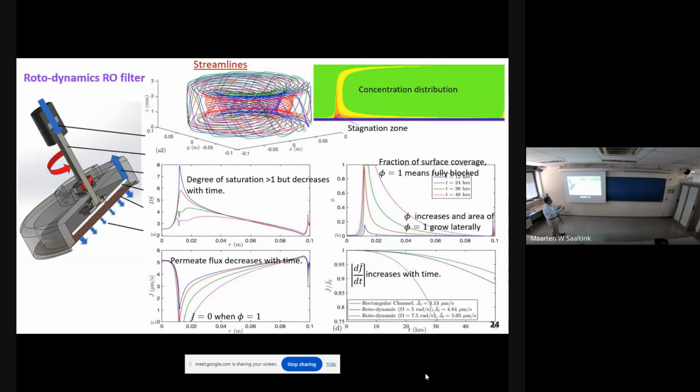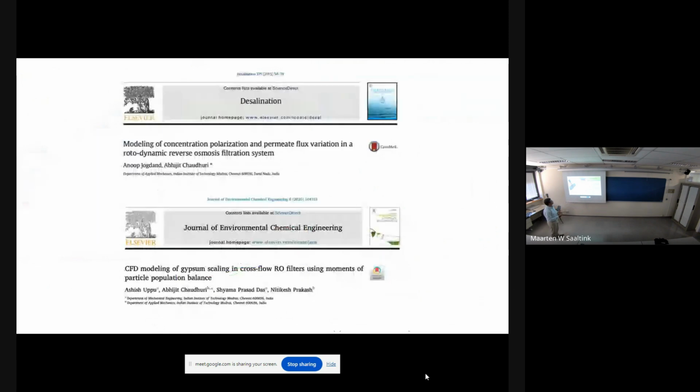We did not stop there. We also proposed a different channel module, which we call a rotodynamic system, and we did all kinds of simulations. We found where the permeation will decrease because of precipitation. We found this kind of rotodynamic system performs better than the conventional channel module because of high shear, less precipitation, etc. This can be seen in this paper.